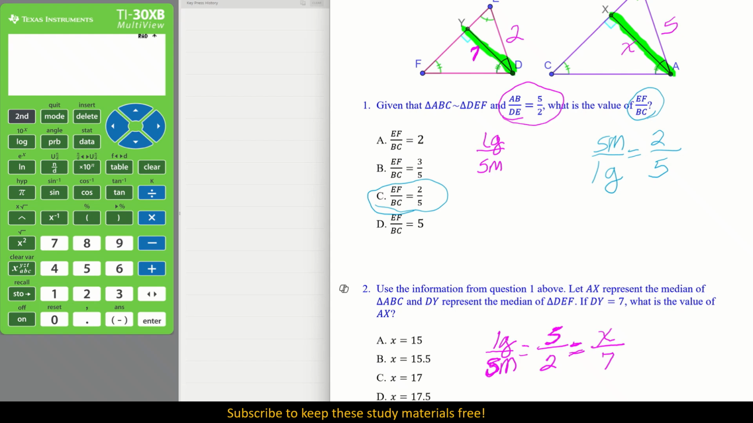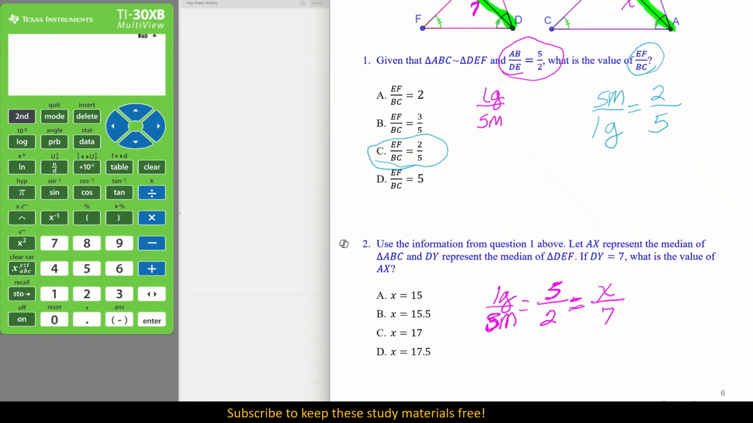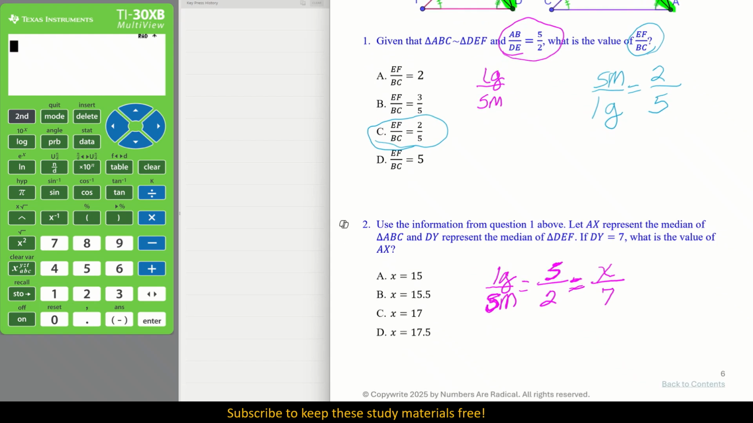All right. Now, let's talk about the ways we could put this in the calculator. Okay, we could do that traditional cross multiply, divide by the coefficient. That's what we tell our students.